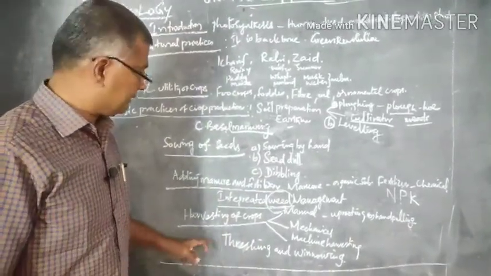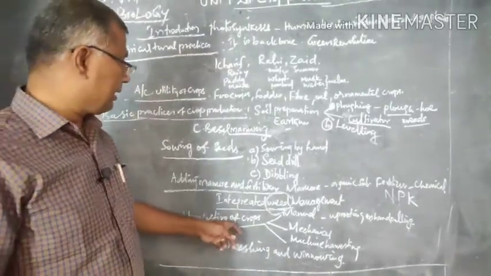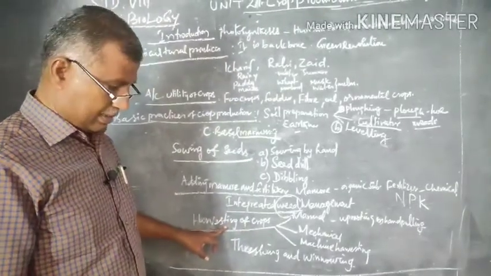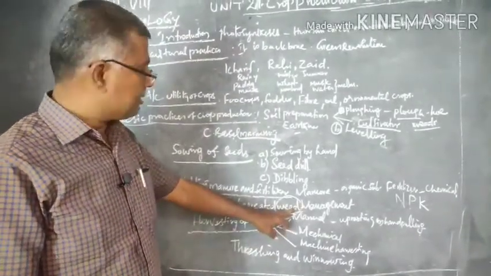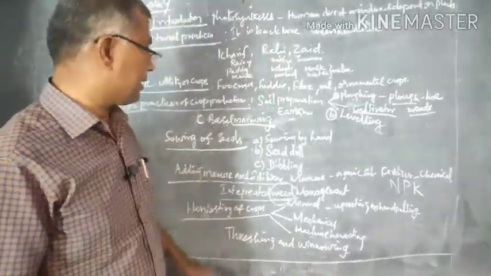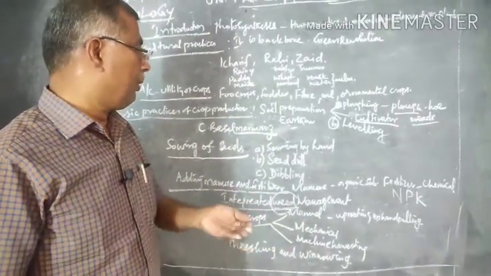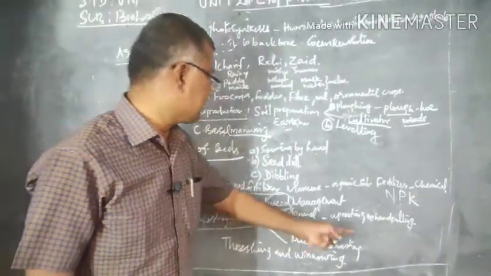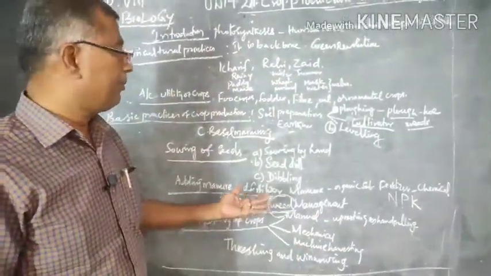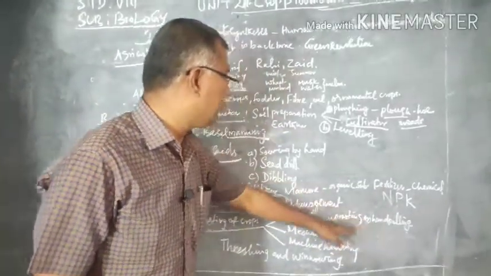Understand? Harvesting crops, finally. The process of cutting and gathering of crops is called as harvesting. Understand? So, the harvesting is of different types: manual, mechanical, and machine harvesting. So, manual, we are just uprooting the crop plant by hand pulling. That is called as manual method, that is uprooting method. Green crop plants, we must hand pull.